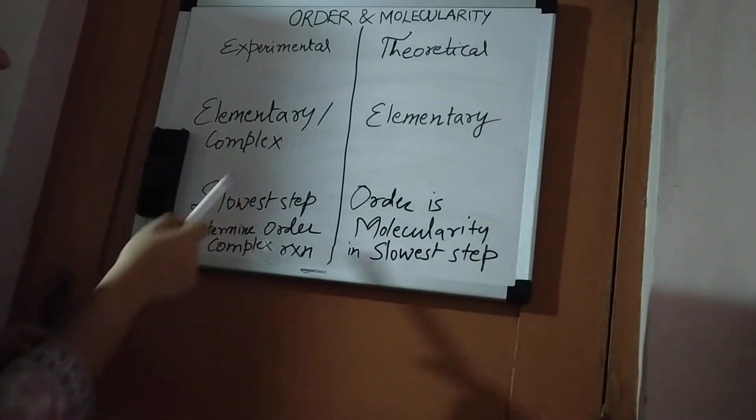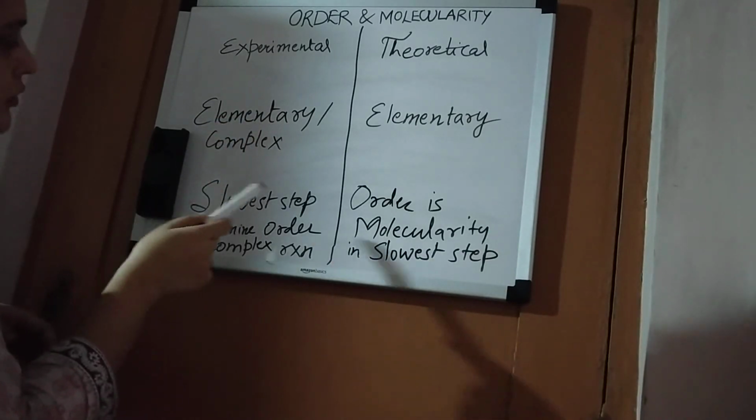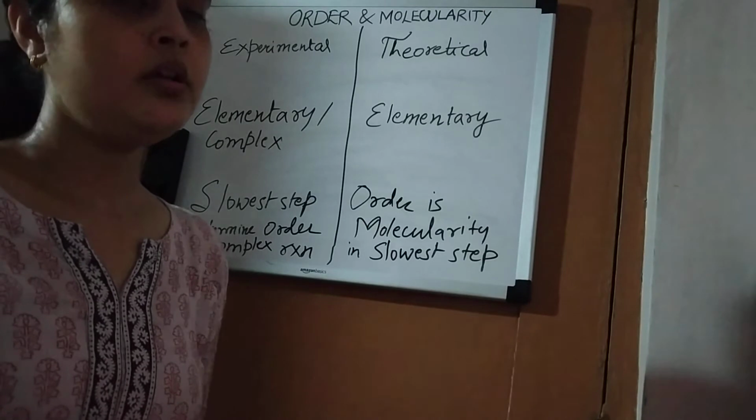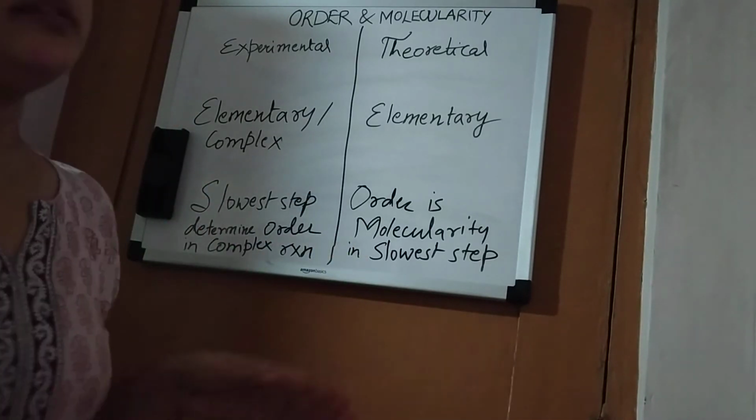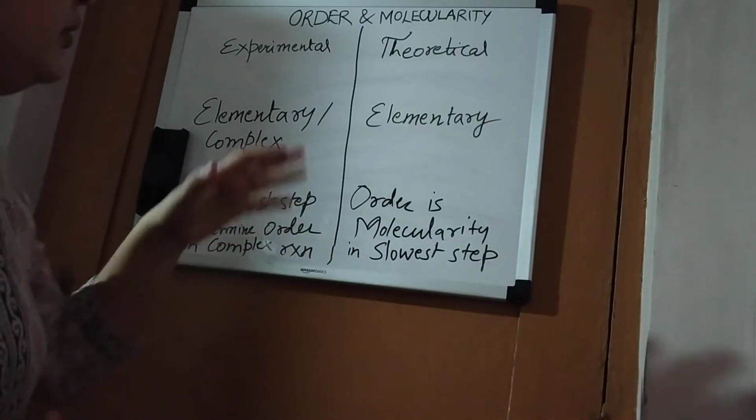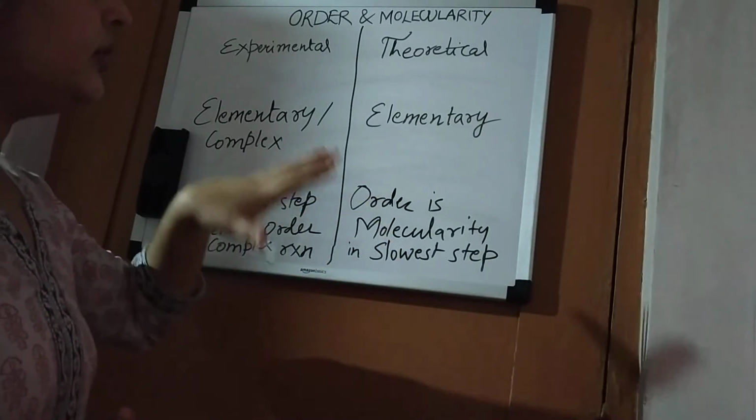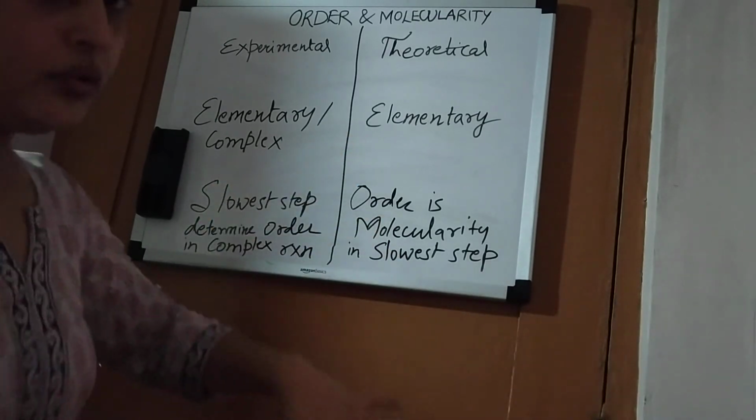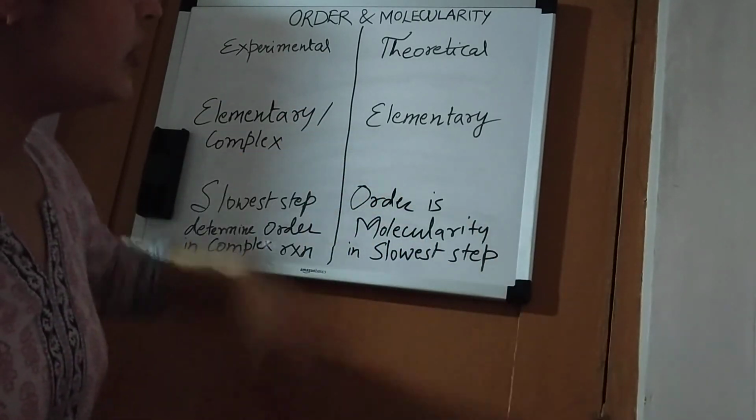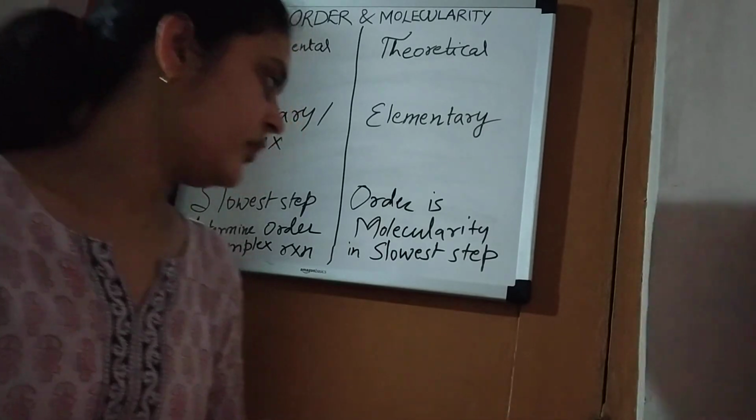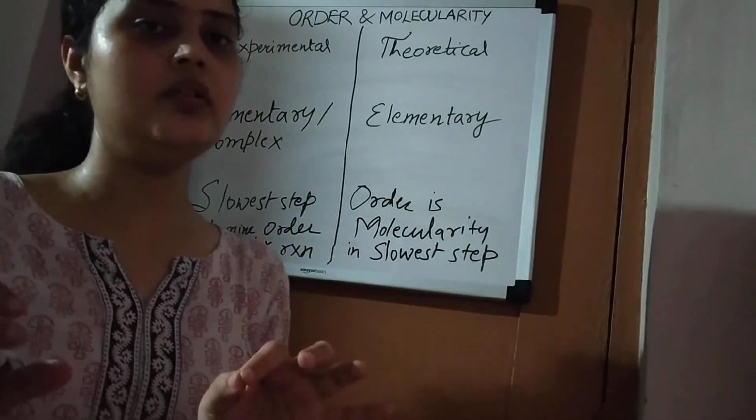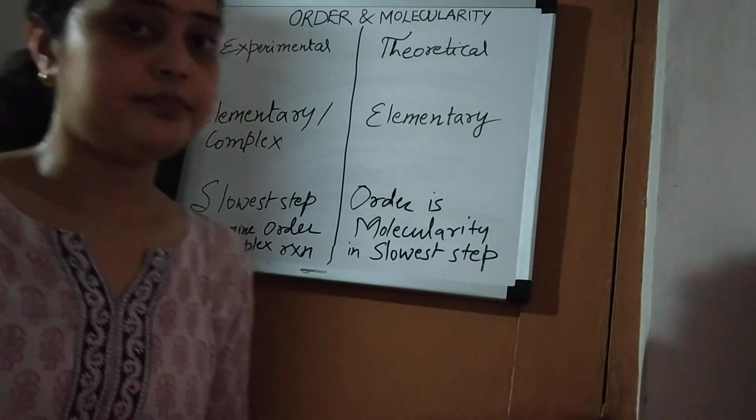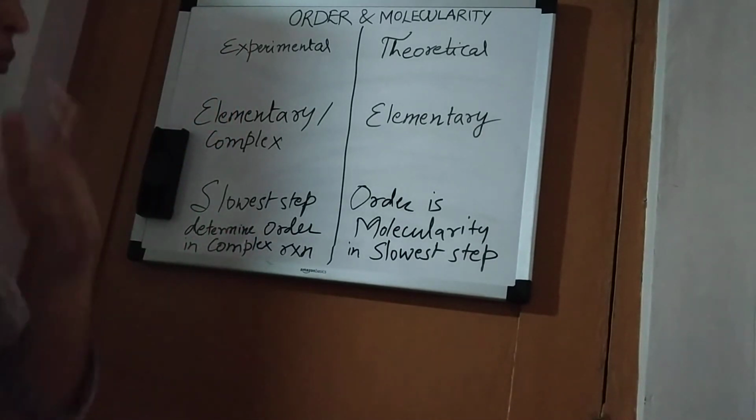Now, the order of the reaction. The slowest step of a complex reaction determines the order of the reaction, and for the slowest step of an elementary reaction or complex system, the molecularity of the slowest step gives the order of the reaction. So whatever molecularity the slowest step has, it will directly give the order of the reaction, right? We'll now solve a problem related to it.